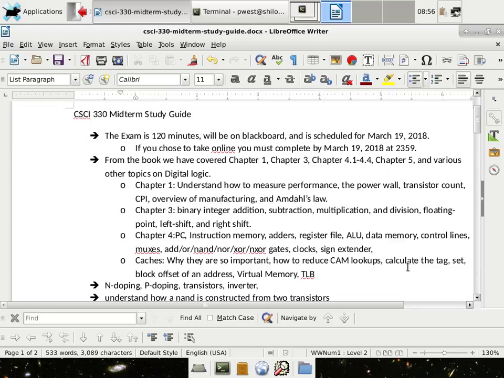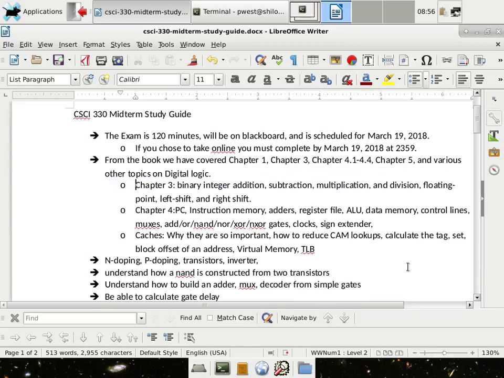Okay, so we've got chapter 1, 3, some parts of chapter 4, as well as chapter 5, and maybe a couple other topics on digital logic. Chapter 1, understand how to measure performance. Oh wait, we did not go over this, did we? No, we didn't talk about this at all. So congratulations.